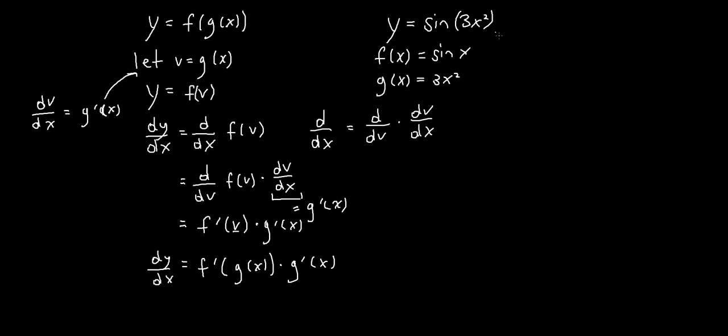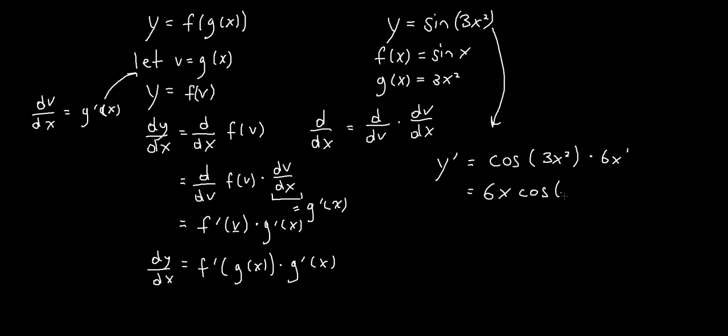So let's try to apply this to our original example of y equals sine of 3x squared. So y prime, or dy dx, would be equal to the derivative of the outside function, which is sine x, would be cosine x. So cosine, and then remember we take the inside function and keep it the same. So cosine of 3x squared times the derivative of the inside. The derivative of 3x squared is, well, you take down the 2, so it becomes 6x to the power of 1. Or you could rewrite this as 6x times cosine of 3x squared.